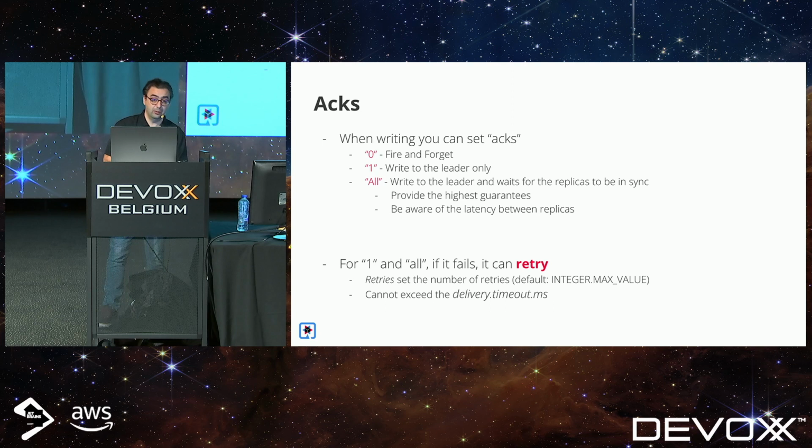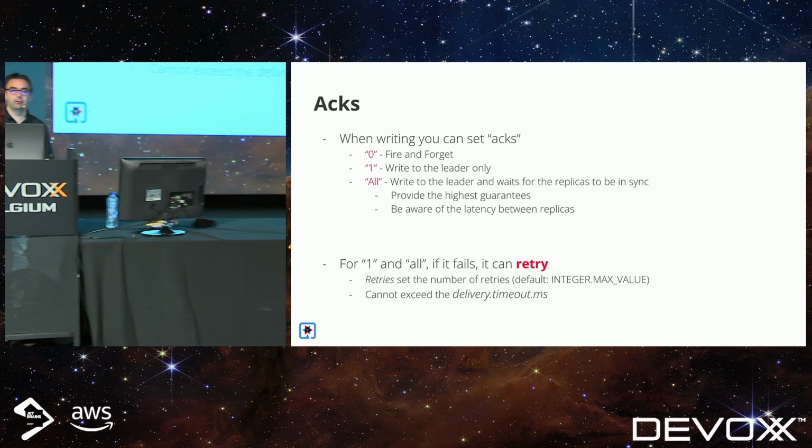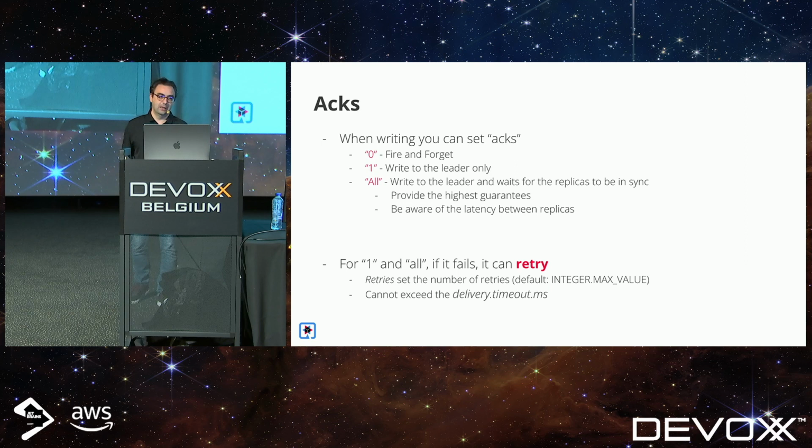And remember that one, because here we're thinking from the application point of view. It also has a lot of implications on the operation side, like which node do I kill and so on. So keep the acknowledgement of 0, 1, and all in mind. We'll come back to that a bit later. When you are at 0, you cannot retry because you don't know if it failed. So you are completely in the dark. When you are using 1 and all, you can retry.